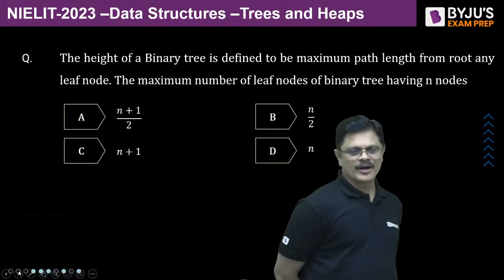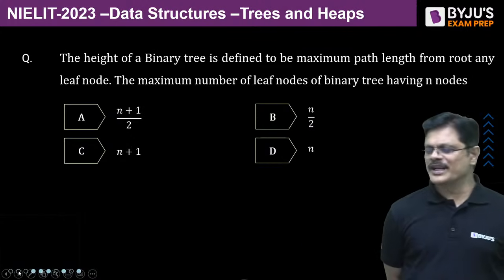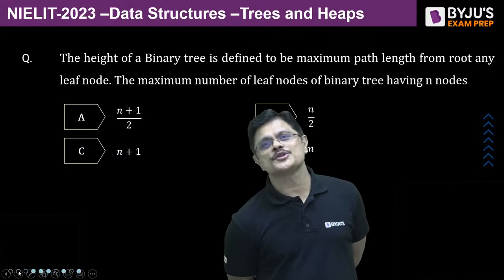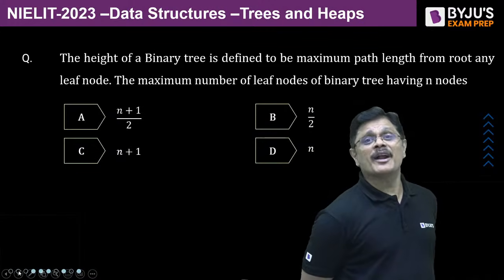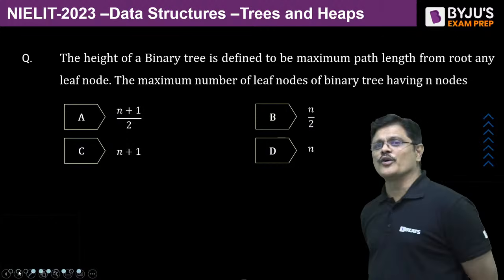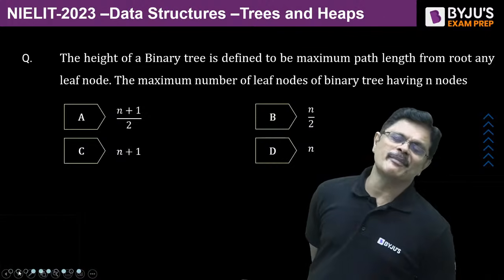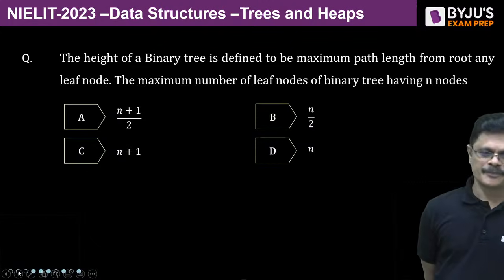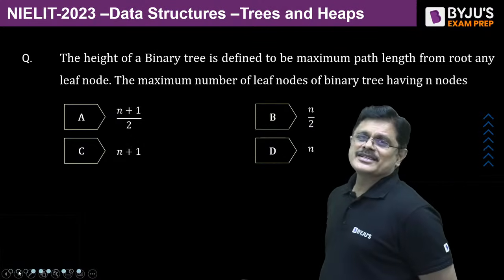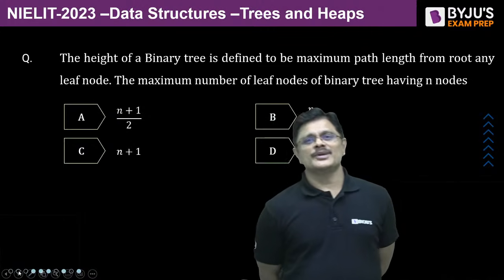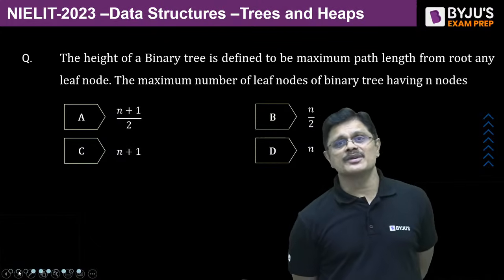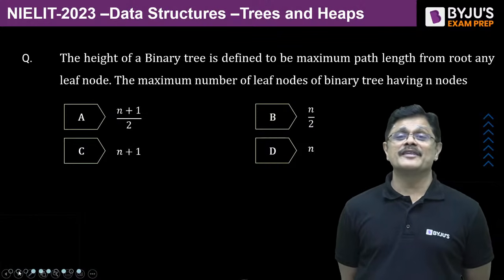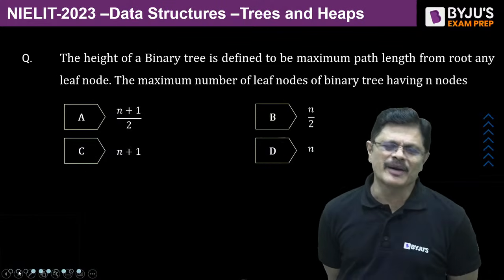The maximum number of leaf nodes in a binary tree having n nodes. What about the maximum leaf nodes possible when the number of nodes is given? If I give you a number of nodes, what will be the maximum number of leaf nodes? See, my dear friends, the maximum leaves are possible if it is a nearly complete binary tree, or a complete binary tree.